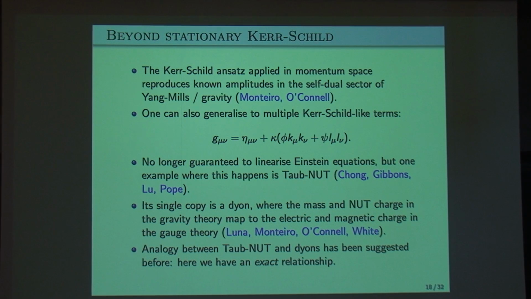So as I say, there has been an analogy proposed before between the Taub-NUT solution and magnetic monopoles or dyons. Those arguments typically rely on a large R where things are tractable and so on. Here we really have an exact relationship. So it tells you that you have two solutions in two different theories. They're exactly related by this classical double copy, and that works at all values of the coordinates and so on.